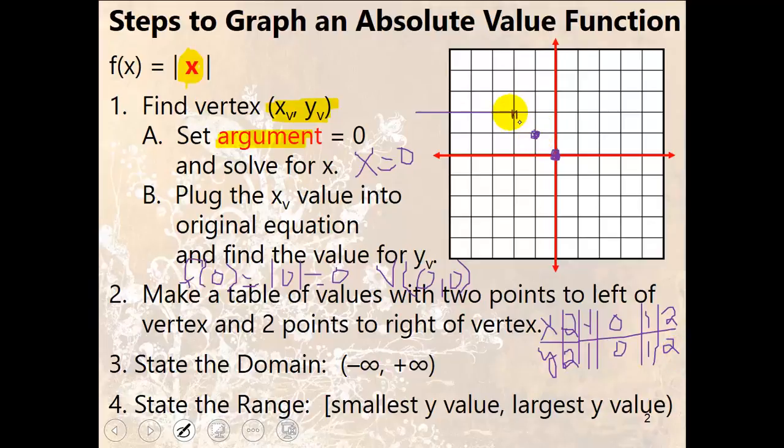And notice the shape that I get. An absolute value, think of the word V for value, is always going to give you the shape of a V. Always. Another always is the domain, which is always negative infinity to positive infinity. The range is going to be the smallest y value. Here our smallest y value is 0. And our largest y value is going to be positive infinity. All right?